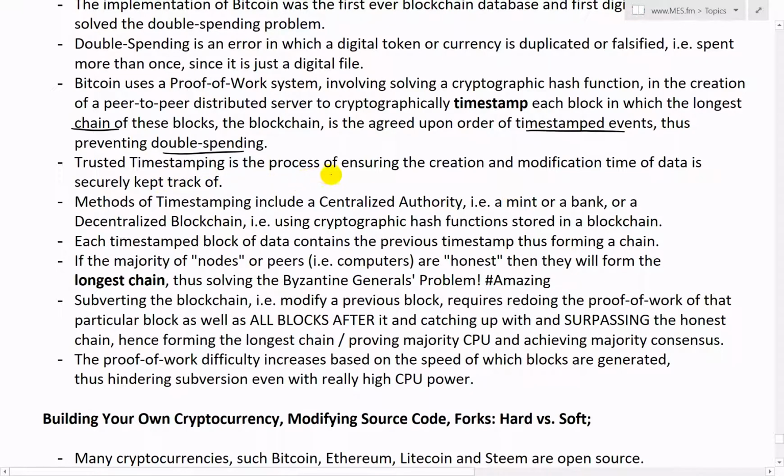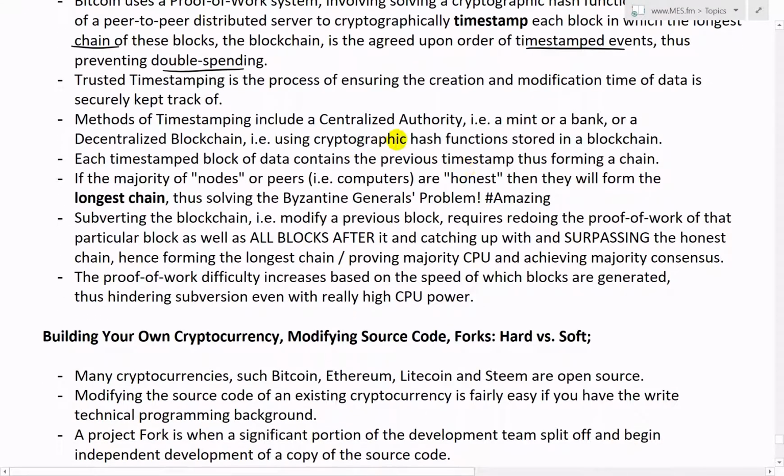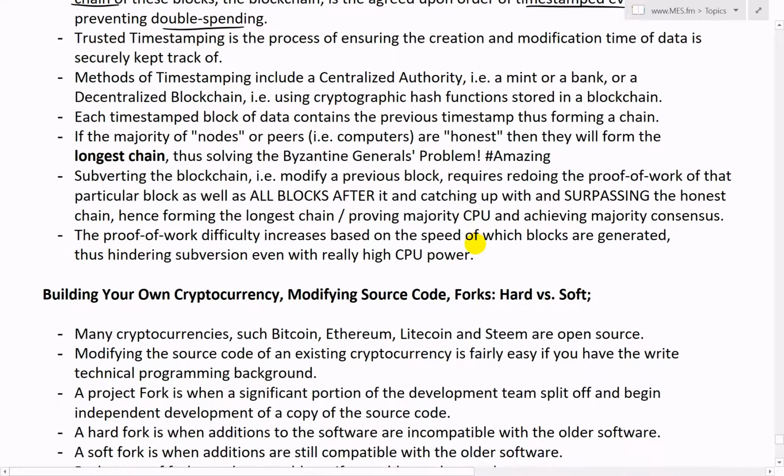So trusted timestamping is a process of ensuring the creation and modification time of data is securely kept track of. Methods of timestamping include a centralized authority, i.e. a mint or bank, or a decentralized blockchain, i.e. using cryptographic hash functions stored in a blockchain. Now, each time-stamped block of data contains a previous timestamp, thus forming a chain. If the majority of nodes, or peers, i.e. computers, are honest, then they will form the longest chain, thus solving the Byzantine Generals Problem as well.